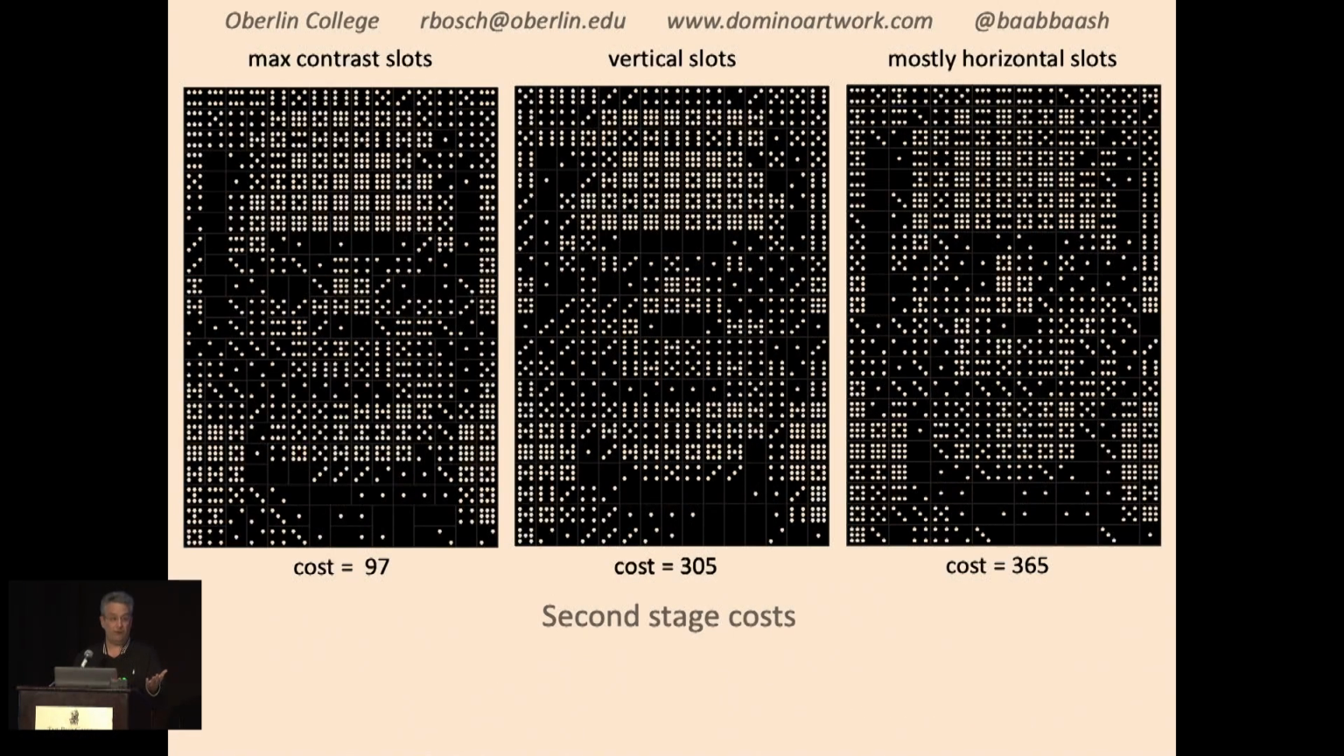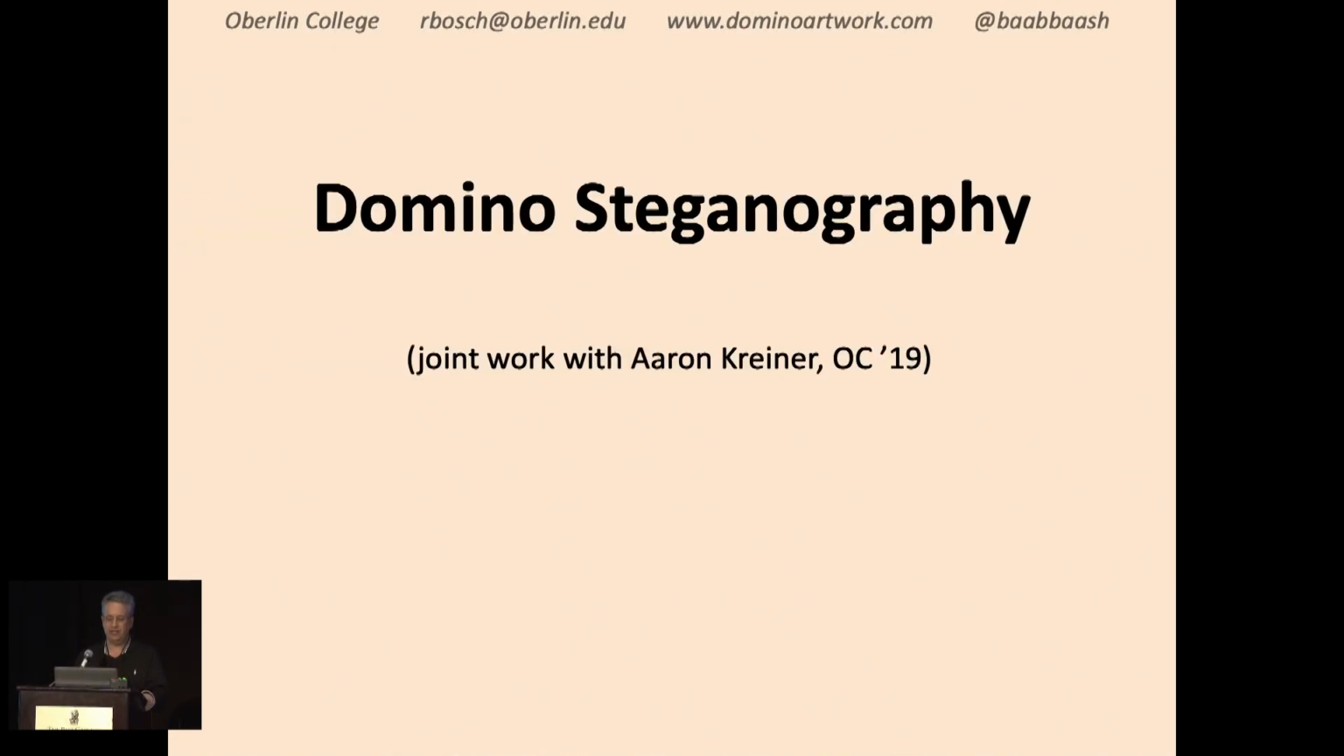But what I want to point out next is that it doesn't really matter all that much if you don't do all that well in stage 1. If you do decide to use purely vertical slots as shown in the middle, you still get something recognizable. And if you use mostly horizontal slots and just a final column of vertical slots, you can still get something recognizable. The costs that we see here are the costs for stage 2. The lower the number, the closer the portrait is to the original target image. And the fact that we have different options allows us to hide one image inside another.